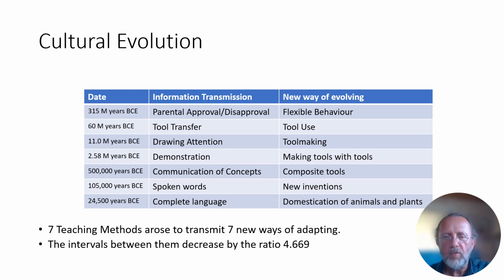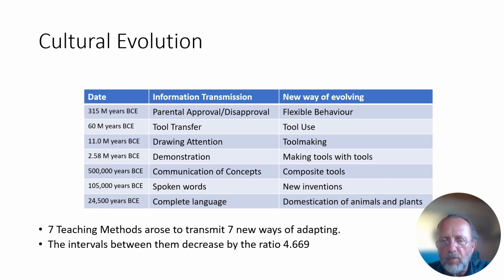Well, to cut a long story short, if we look at cultural evolution, we see, if you look at the right-hand column, we see 7 new ways of evolving, which are called flexible behaviour, tool use, tool making, making tools with tools, composite tools, new inventions, and domestication of animals and plants. And in the middle column we see the different kinds of information transmission methods which were needed for each of these new methods of evolution.